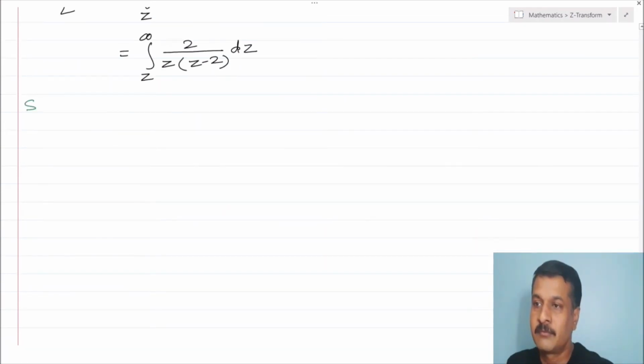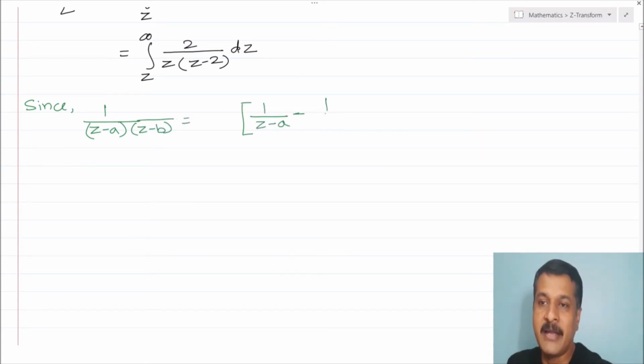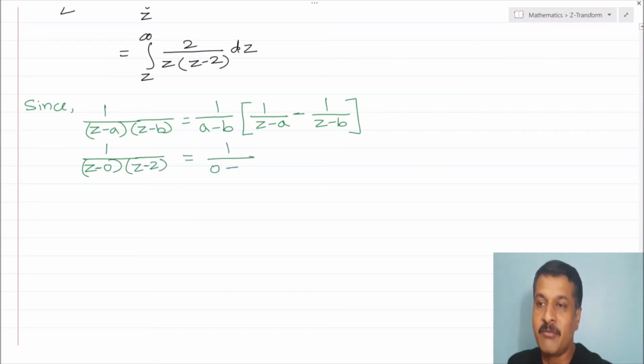So how? Since 1 upon z minus a into z minus b equal to 1 upon z minus a minus 1 upon z minus b, and here outside it is 1 upon a minus b. If we compare this one, 1 upon z into z minus 2, so I am getting here z minus 0, z minus 2. So that is equal to 1 upon a is 0 minus 2 in bracket 1 upon z minus 0 minus 1 upon z minus 2. Note that this 2 for a while you take outside.